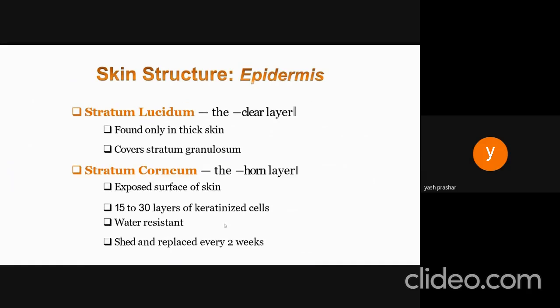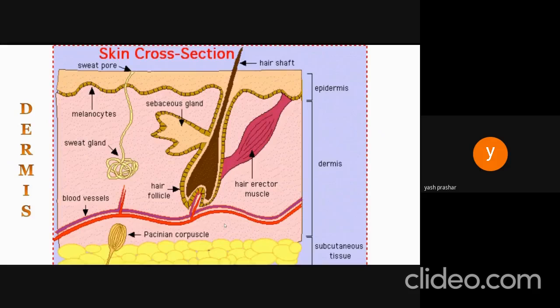Apart from that, the stratum granulosum, the grainy layer, is where keratin and keratohyalin are present. The stratum lucidum is found only in thick skin. It is the clear layer and covers the stratum granulosum. Lastly, the stratum corneum, the horny layer, is the exposed surface of the skin, with 15 to 30 layers of keratinized cells. It is water resistant and is shed and replaced every 2 weeks.